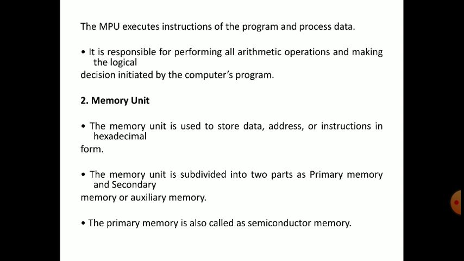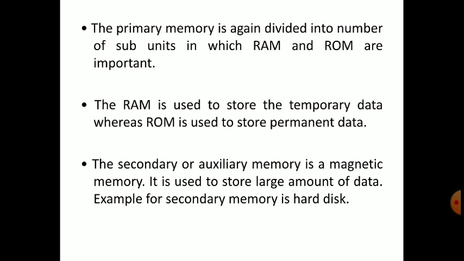The memory unit is subdivided into two parts: primary and secondary memory, or auxiliary memory. The primary memory is also called semiconductor memory. The primary memory is again divided into a number of subunits, in which RAM and ROM are important. RAM and ROM are not the only two things available in primary memory, we have other memories also, but these are the most important things.